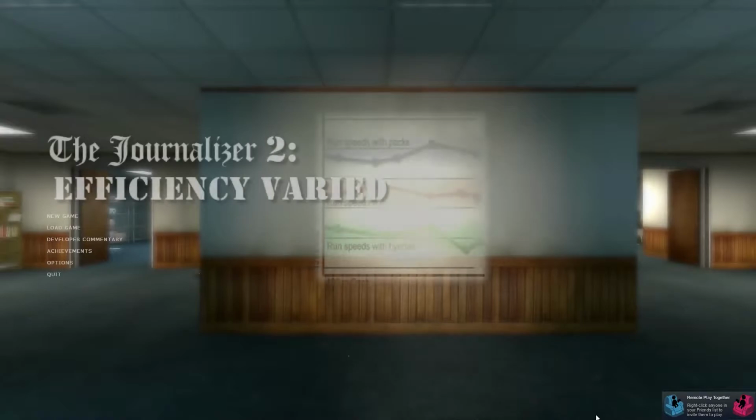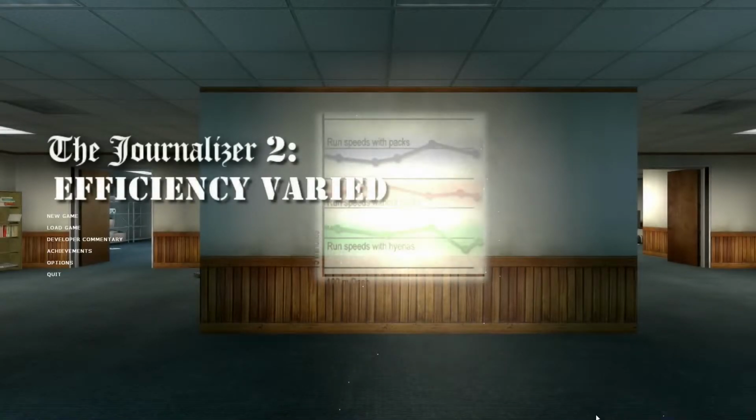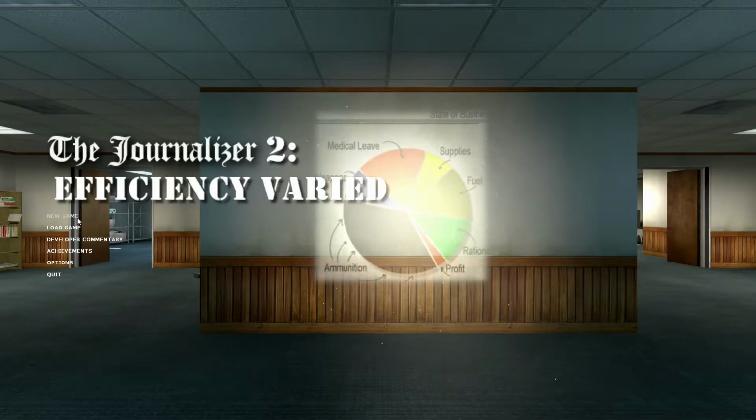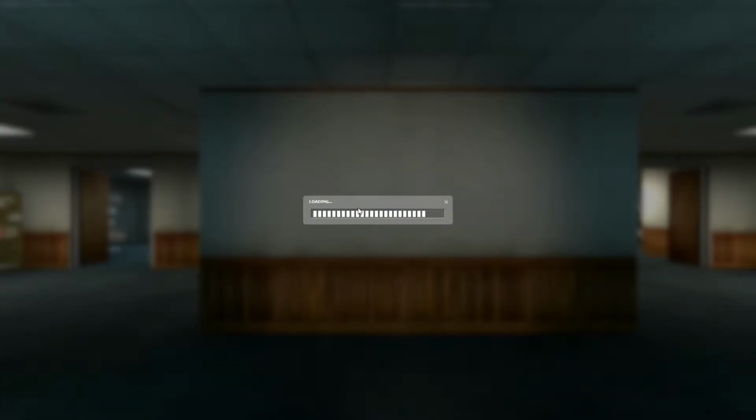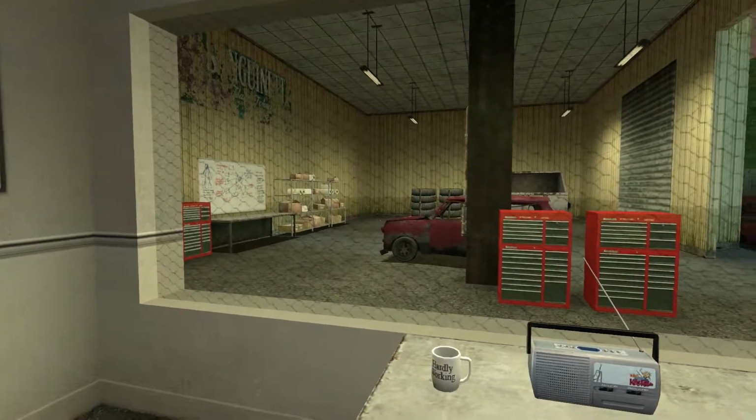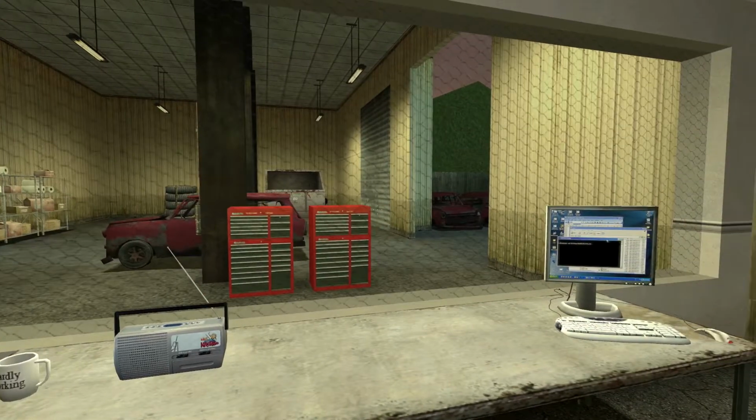So here you can see the title screen to my game, The Journalizer 2, Efficiency Varied. There's not really a whole lot to do here, so we'll just go ahead and start a new game. Alright, now that the game is loaded, I'll show you around.